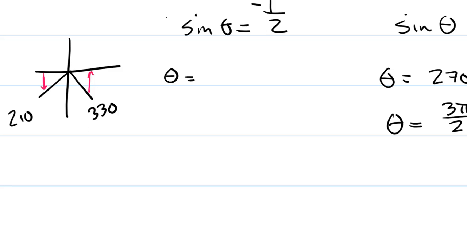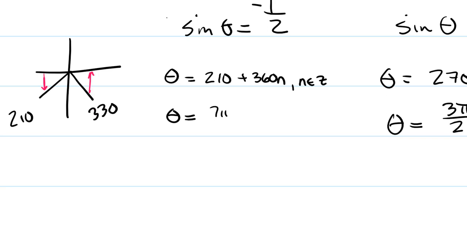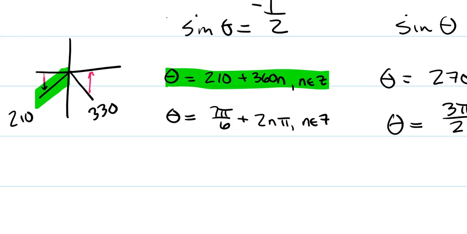So one of them is going to be theta will have the value 210. But to get back around to 210, we're going to have to add 360n and then n ∈ Z. Now if you were to write that in radians, that would also just be theta equals, now 210 in radians is 7 pi over 6. So, and then again, 2n pi and then n ∈ Z. So that takes care of this particular solution right there. So that's our first one.